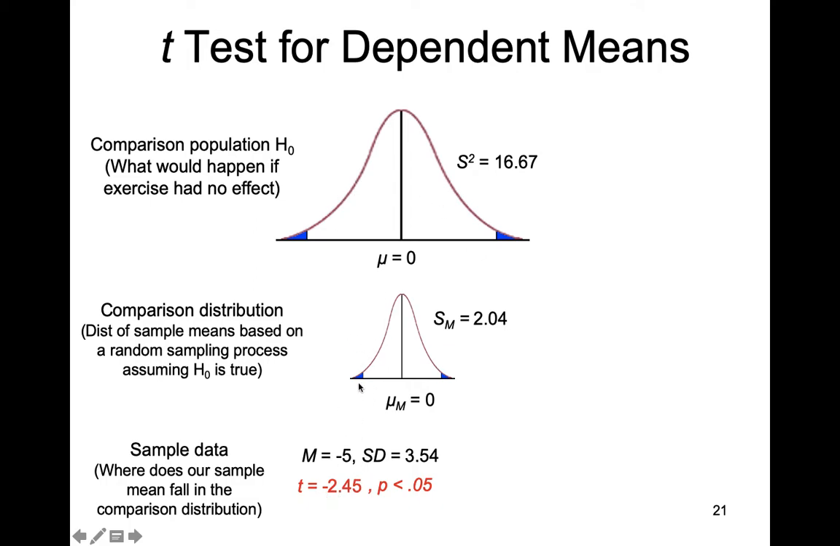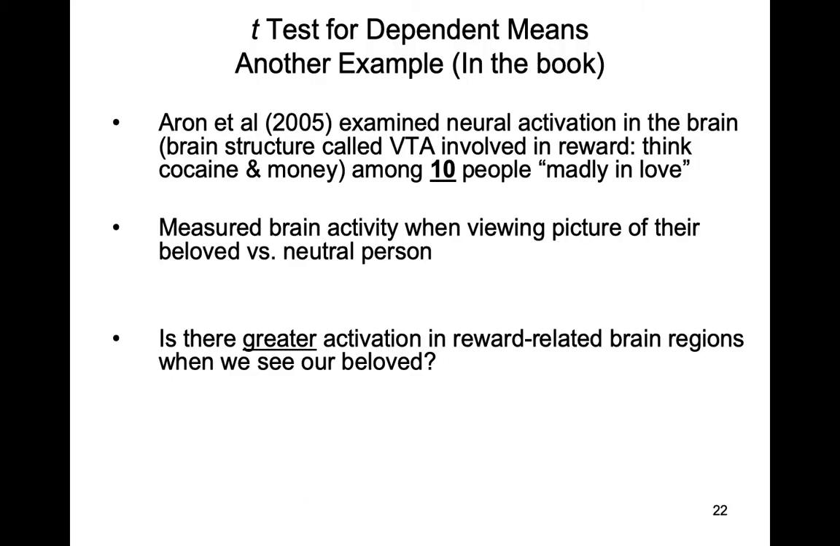But anyway, that's what we're trying to do. We're trying to locate our sample mean in this comparison distribution. Okay, so we would reject the null hypothesis and conclude that indeed our exercise program reduces depression.